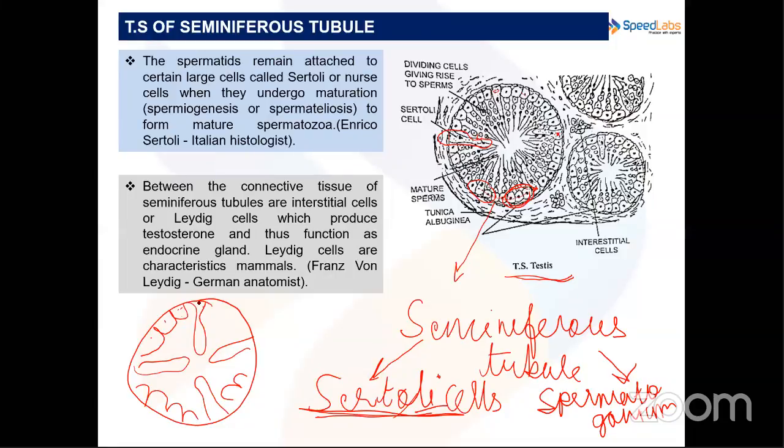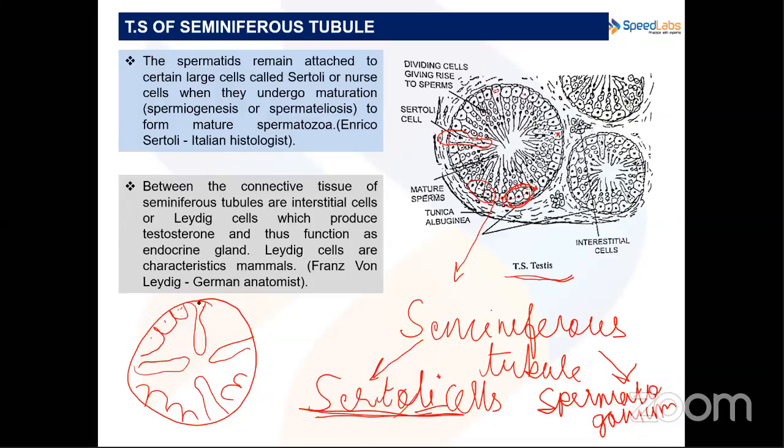Is that much clear to you? We are just concerned about tunica albuginea. Tunica albuginea is that connective tissue cover on the testis.